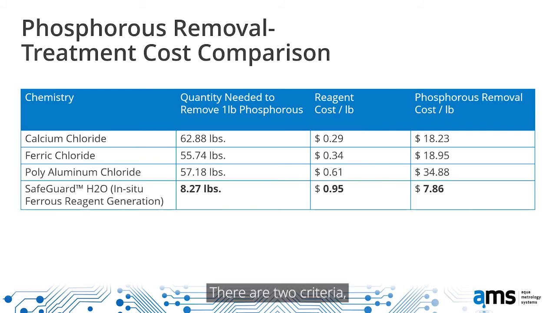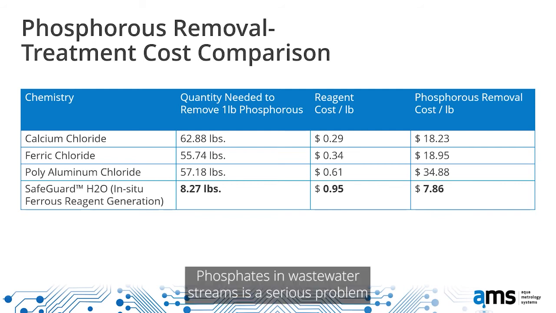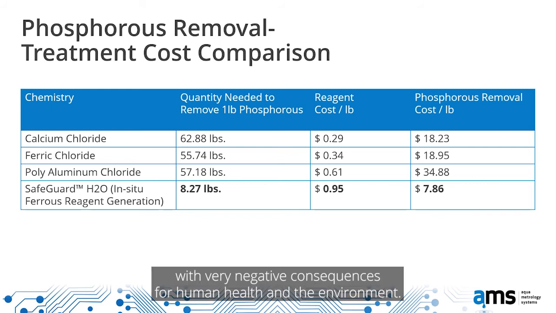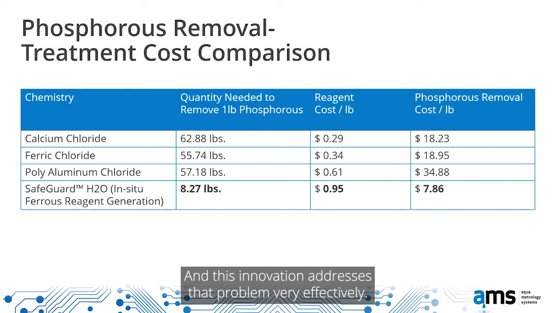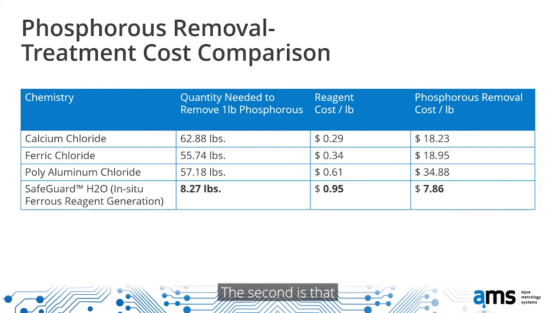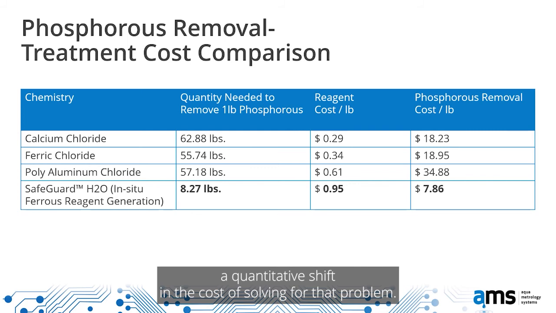There are 2 criteria which any innovation in the water industry, or any other industry for that matter, must satisfy for them to be successful. The first of these is that the innovation addresses a serious problem. Phosphates in wastewater streams is a serious problem with very negative consequences for human health and the environment. And this innovation addresses that problem very effectively. The second is that this solution should represent a quantitative shift in the cost of solving for that problem.